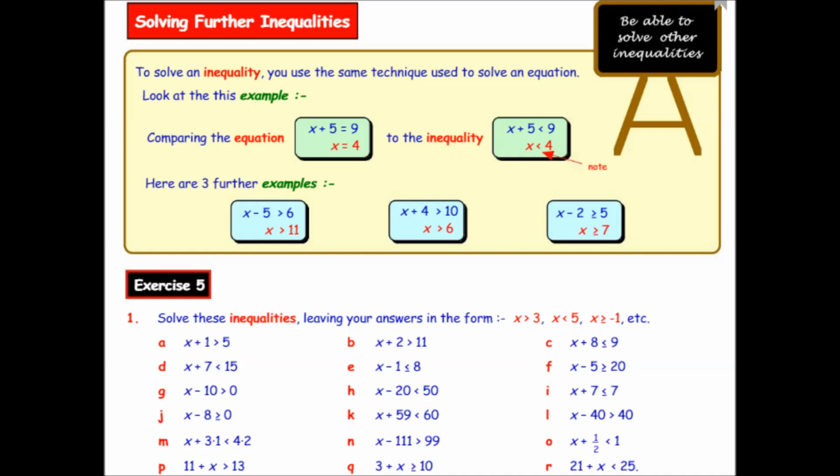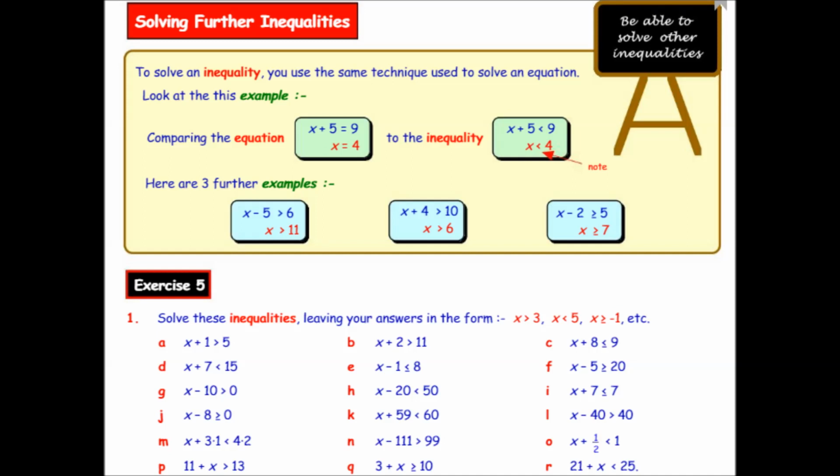Okay. Let's look at R. Okay, so you've got 21. Actually, when I look at it, it's not that hard. 21 plus 5 is less than 25. So 25 goes across, and it's x is less than 25 take away 21, which is quite straightforward. After all, I thought that was going to be much more complicated.